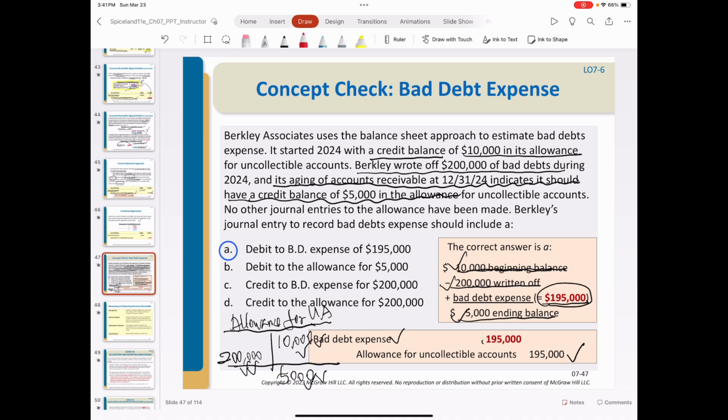Actually, if you put this adjustment into this T account, the total credit was $205,000, debit $200,000, and the ending balance will be $5,000. So the answer is A. Yeah, this method actually is also a balance sheet approach.